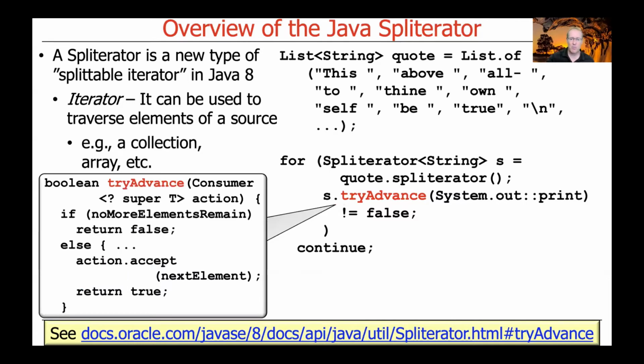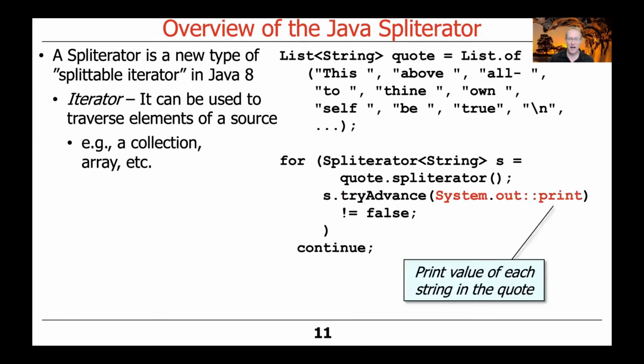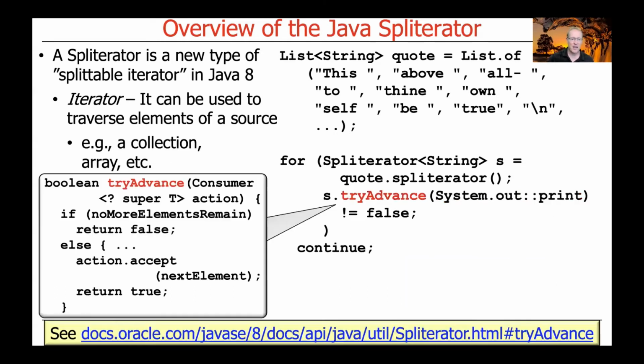And what happens here is we are going to do something that looks like this. If there are no more elements remaining, then we're done. We return false. Otherwise, we're going to go ahead and accept the action, the next element into the action. So you can see here what would happen is if we passed in System.out::print, that's going to be the operation that prints the element. And so it's going to print the value of each string in the quote. So that's what gets passed in. And you can see here, as long as there's anything left in the underlying ArrayList that we're iterating over, we're going to accept the print method as the action. And that's going to go ahead and print the element to the standard output.